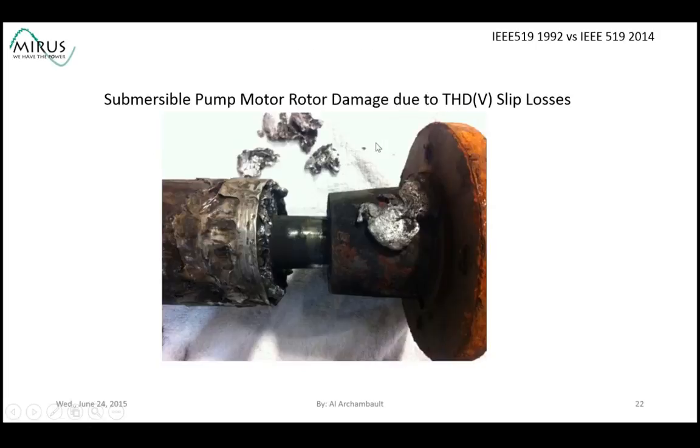Here's a typical submersible pump. This one was operating in New Zealand. It's a submersible pump, so it was water cooled, by the way. And this submersible pump was subjected to background voltage distortion in the area of 12%. And the extra slip losses caused in this motor by the high frequency distortions actually created so much rotor losses, it melted the bars out of the motor. This is reality.